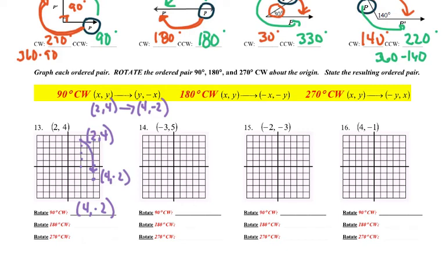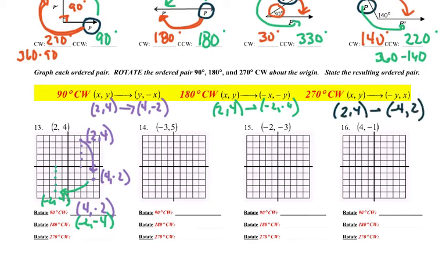To do a 180-degree rotation, it says take the original point, 2, 4, and change the signs: negative 2, negative 4. So I'm going to graph negative 2, negative 4. 1, 2, 3, 4. That's the 180-degree rotation. The 270-degree rotation says take 2, 4 and change it to negative y, x, or negative 4, 2. So negative 4, 2 is the 270-degree rotation.